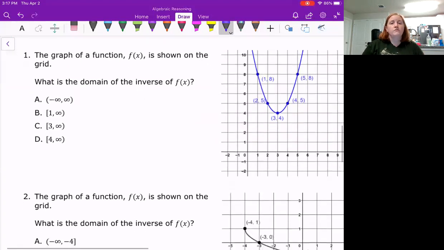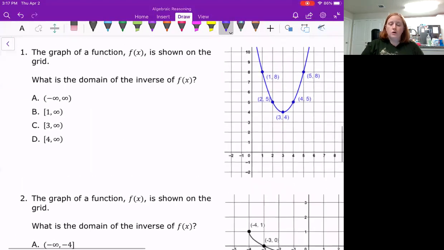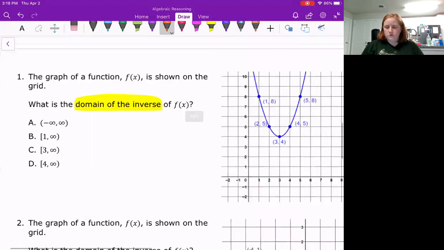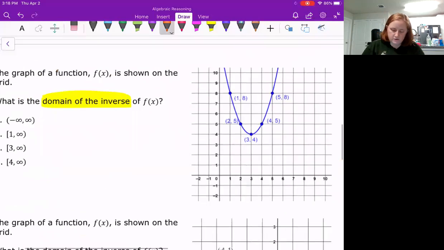So the graph of a function f of x, which is our original, is plotted here on the point. What is the domain of the inverse? So again, domain of the inverse means I am looking at, follow it back. If I need domain of the inverse, follow it back, range of the original. So that's what I need to find, the original range.